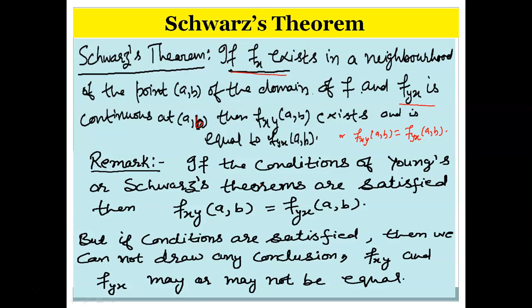If the conditions of Young's and Schwarz theorem are satisfied, then the equality happens. But if conditions are not satisfied, then we cannot draw any conclusion whether these are equal or not. So we have considered one example in which conditions are not satisfied but these are equal, and the second example was for the case when the conditions are not satisfied and these two derivatives fxy and fyx are also not equal.